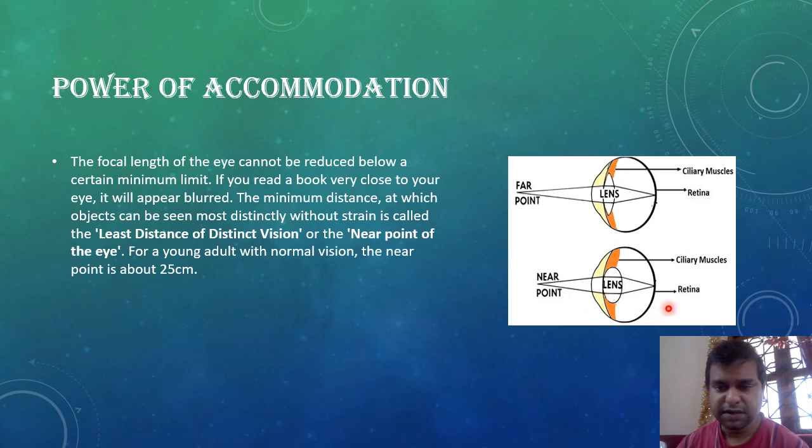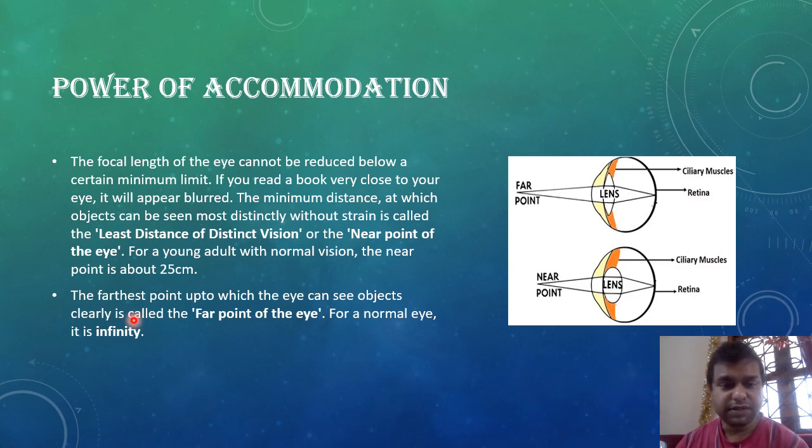Okay. The retina remains the same. Have a look. The image that is being formed is always on the retina. But look at the difference in the lenses in both the cases. Now, for a young adult with normal vision, the near point is supposed to be 25 centimeters. That is the least distance at which we can distinctly see an object.